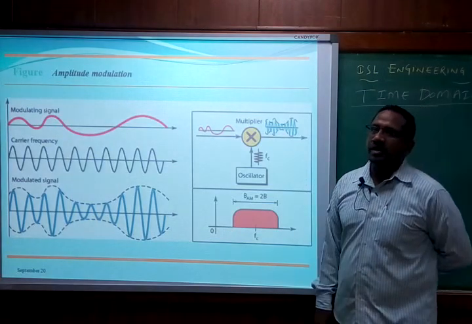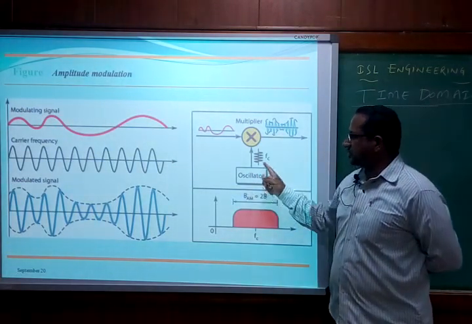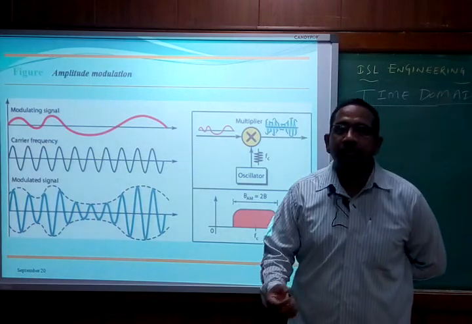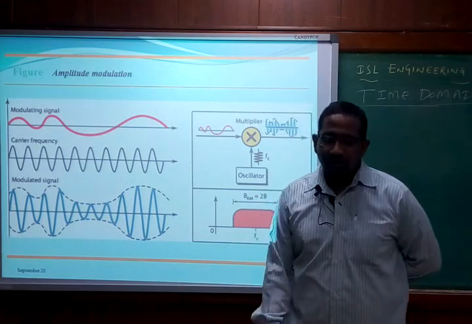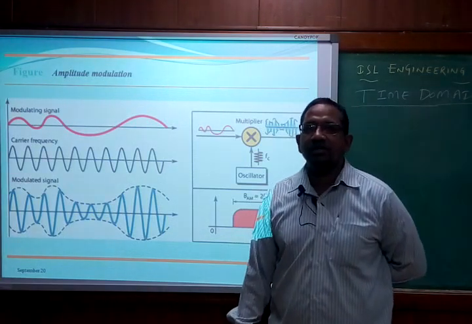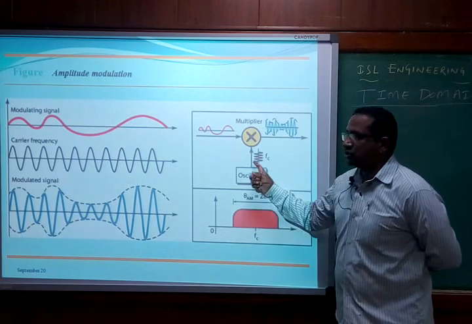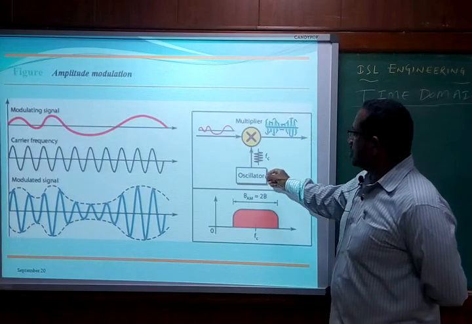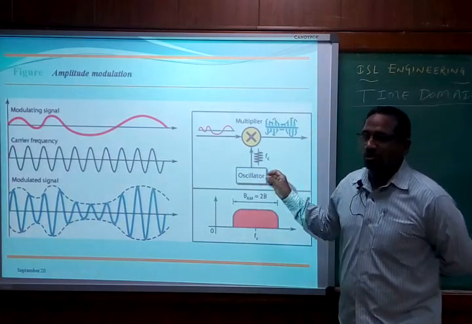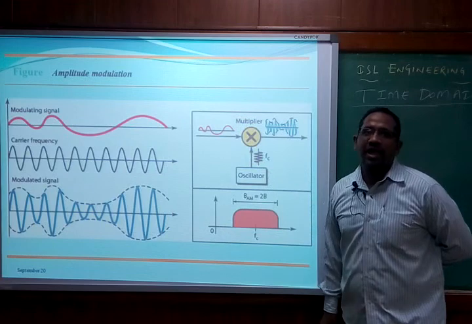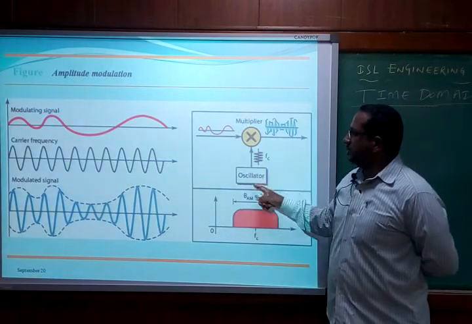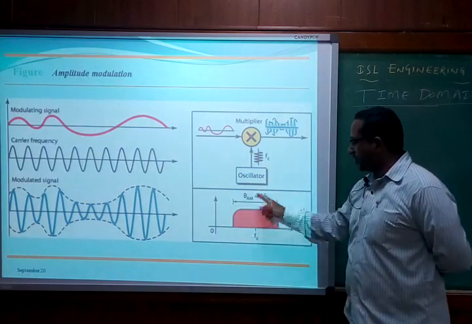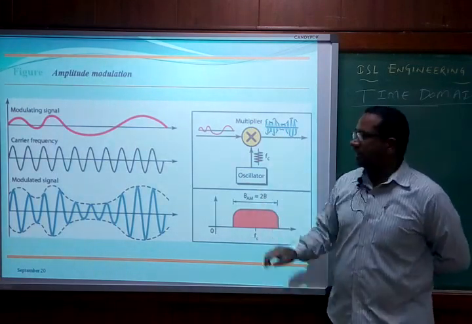And here what is most important is that the carrier should come from the oscillator circuit. The carrier signal should come from the oscillator circuit, which we have already discussed in the basic electronics subject called AEC. The oscillator is going to generate high frequency oscillations. So this oscillator is normally used as a carrier source, and the information is the actual signal source. We multiply these two signals to get an amplitude modulated signal. This is the frequency domain representation of the amplitude modulated signal.